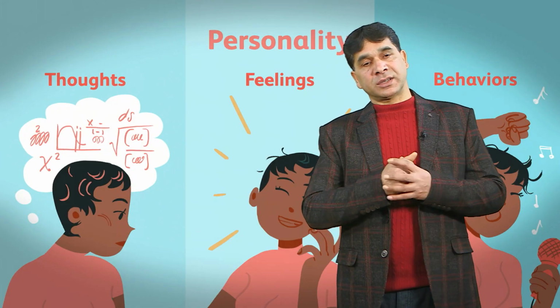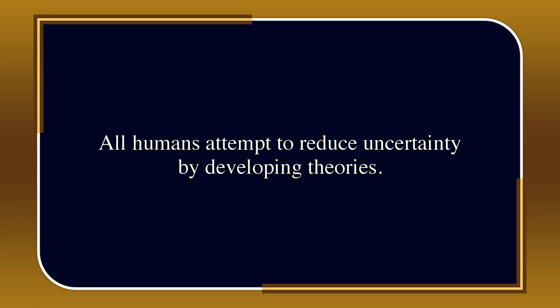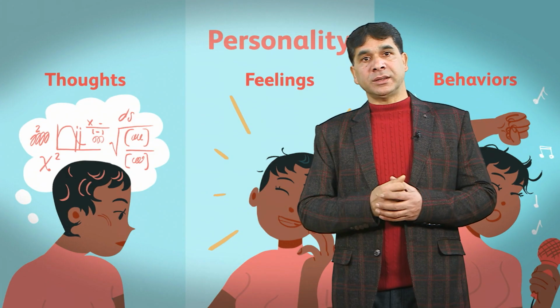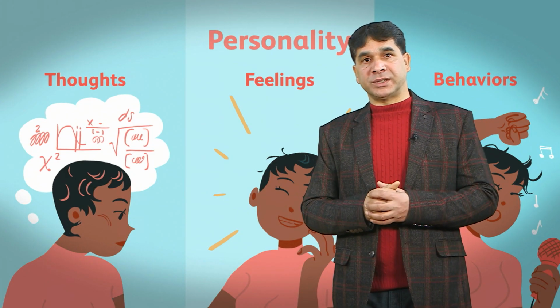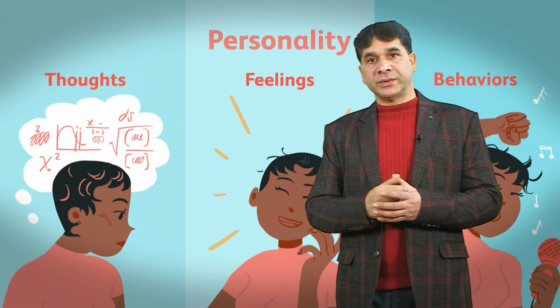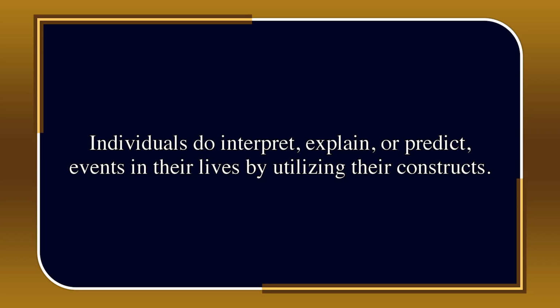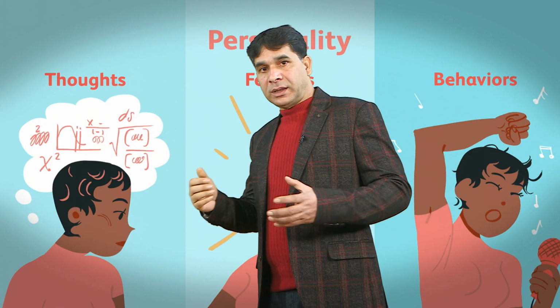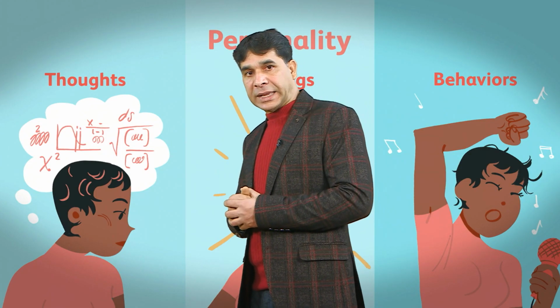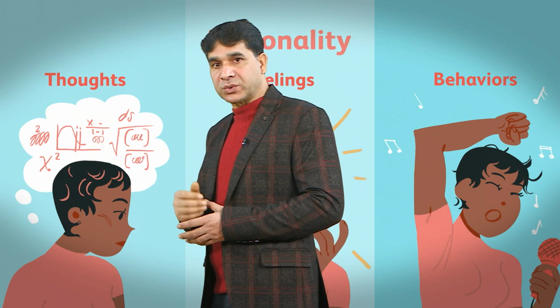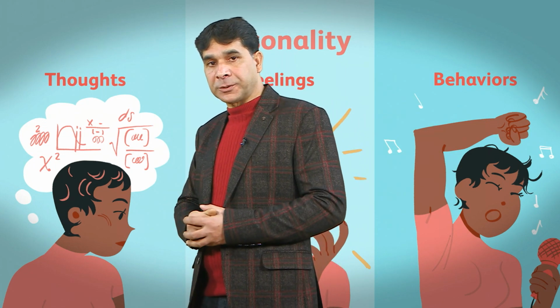For George Kelly, all humans attempt to reduce uncertainty by developing theories. It definitely allows them to anticipate future events accurately. Individuals do interpret, explain, or predict the events in their lives by utilizing their constructs. Kelly's theory is described as a cognitive approach to the study of personality.